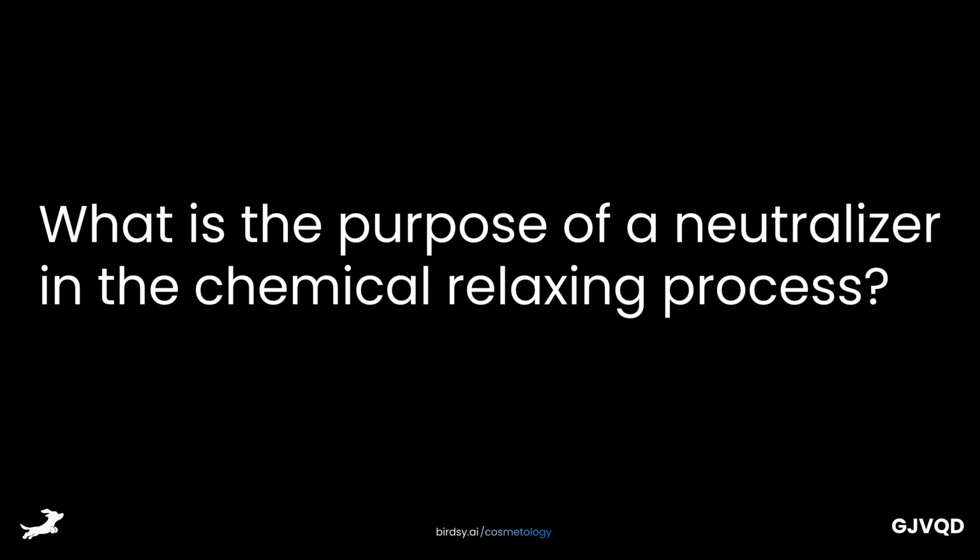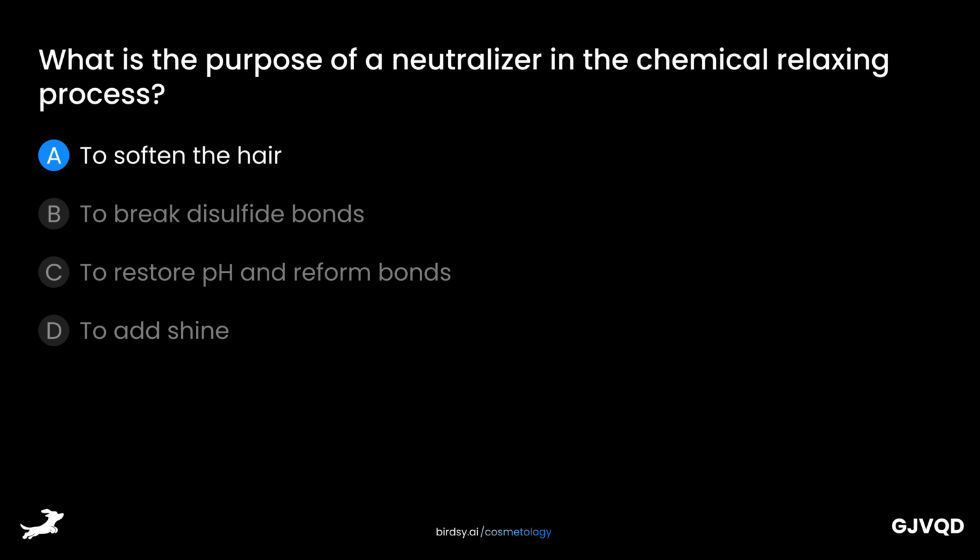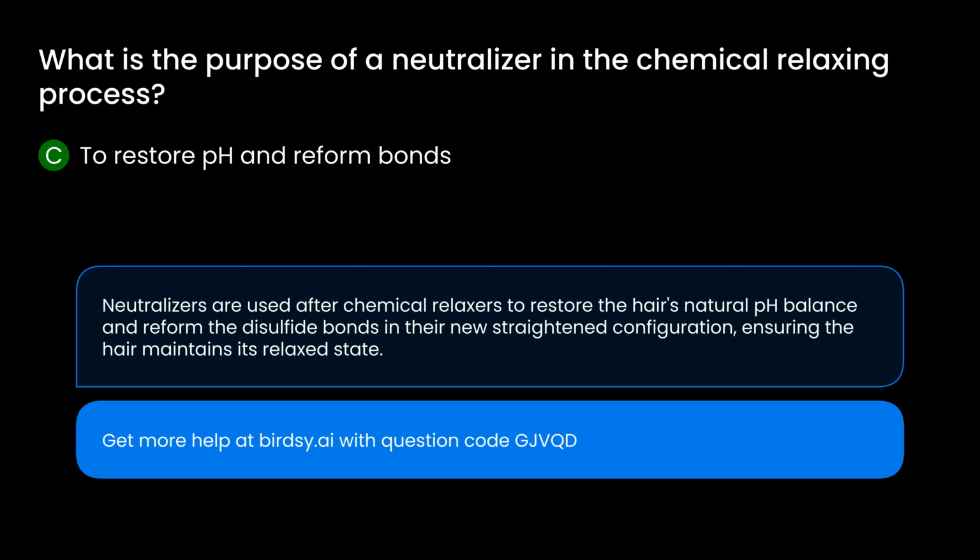What is the purpose of a neutralizer in the chemical relaxing process? Is it A, to soften the hair, B, to break disulfide bonds, C, to restore pH and reform bonds, or D, to add shine? The answer is C, to restore pH and reform bonds. Neutralizers are used after chemical relaxers to restore the hair's natural pH balance and reform the disulfide bonds in their new straightened configuration, ensuring the hair maintains its relaxed state.